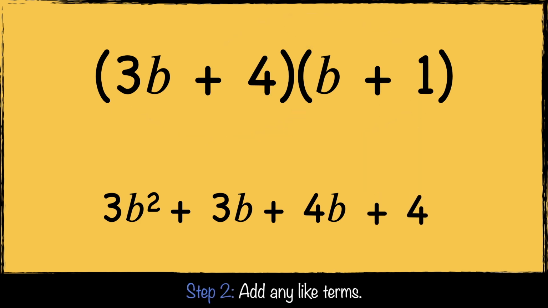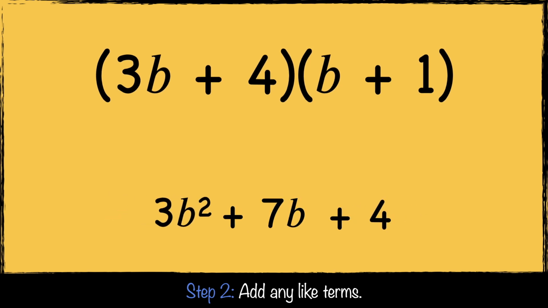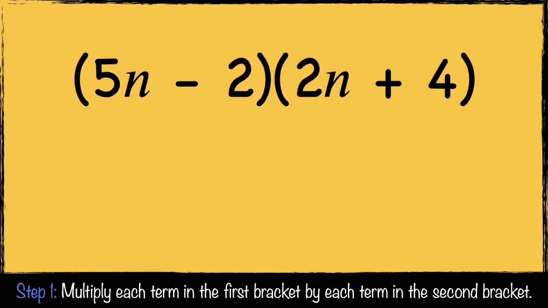Now we need to simplify by combining like terms. 3b and 4b are like terms, so we can add them together to make 7b. So the simplified expression becomes 3b squared add 7b add 4. Here's another example.